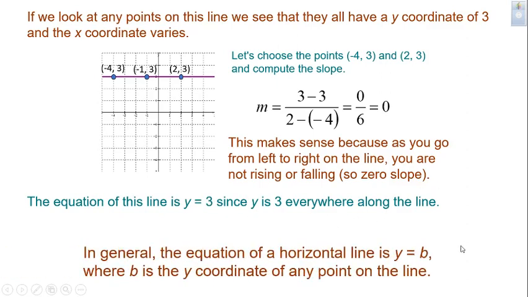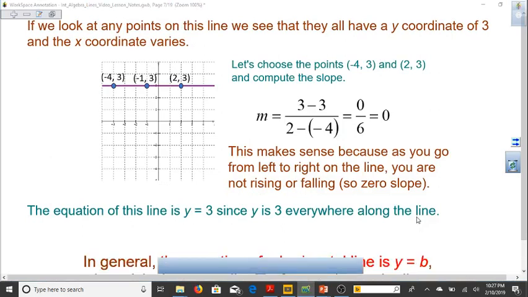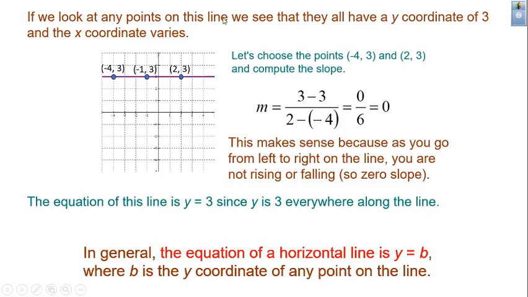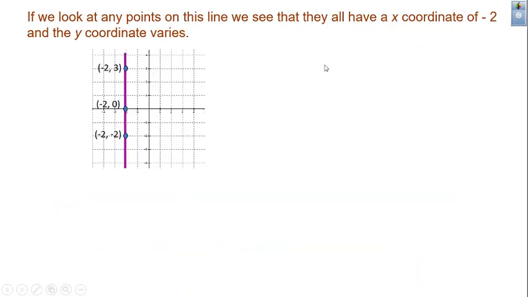Generally speaking, if the line is a horizontal line, all we have to do is determine the y-coordinate, and then we're saying the y value is always equal to that coordinate. So y is always equal to b. And so the equation of a horizontal line is y equals b, where b is the y-coordinate of any point on the line, because the y-coordinates do not change.